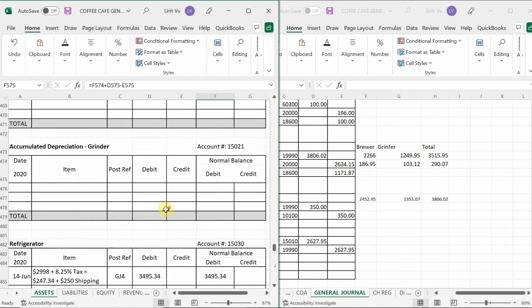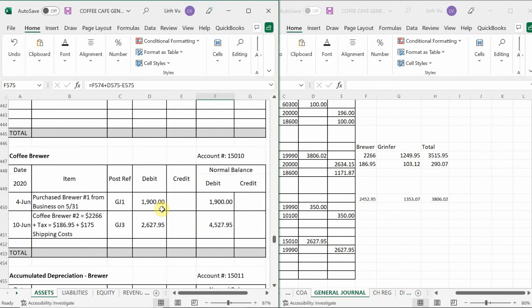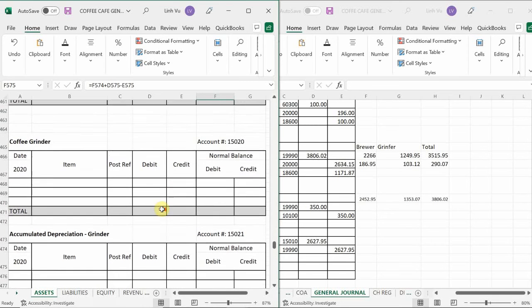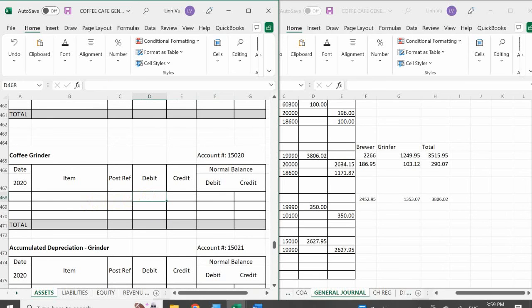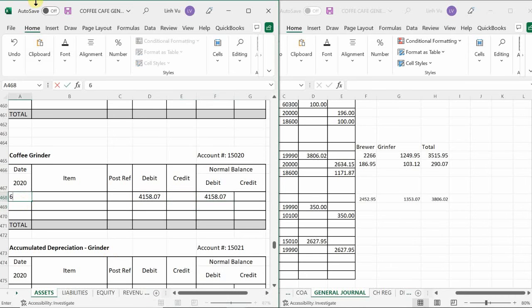And then we actually put it into coffee grinder now in the assets. Okay, with the date and the item, I would put, purchase grinder for the 1249.95.